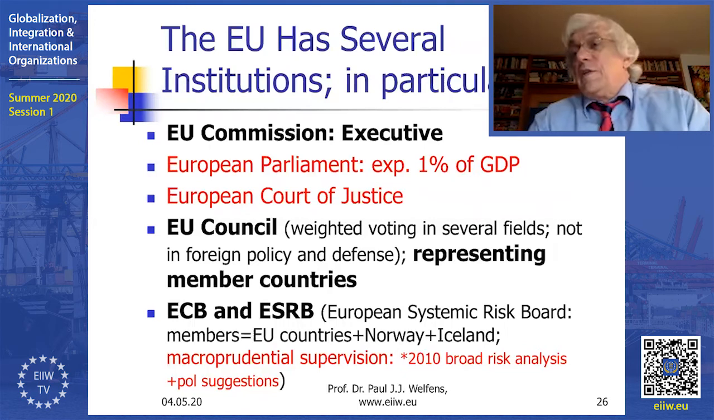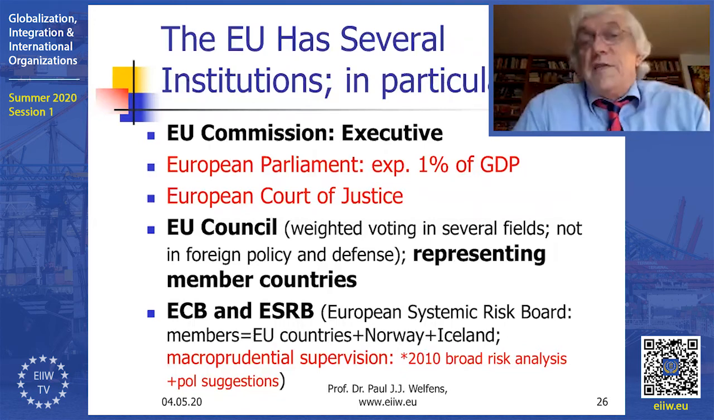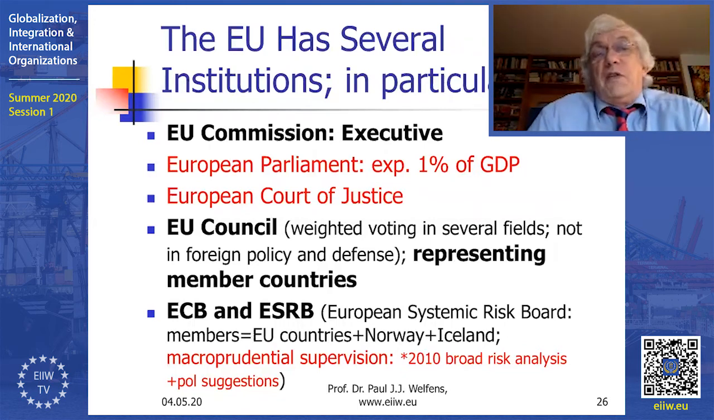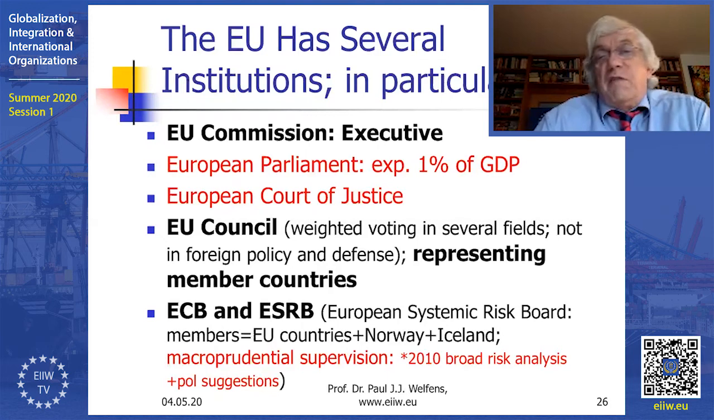Okay, the EU has several institutions which are important. Certainly important is the European Commission, which is the executive. We have a European Parliament, expenditure roughly 1% of GDP. That's not really big. A lot is for structural funds, for agriculture, for supporting poor regions in the EU.